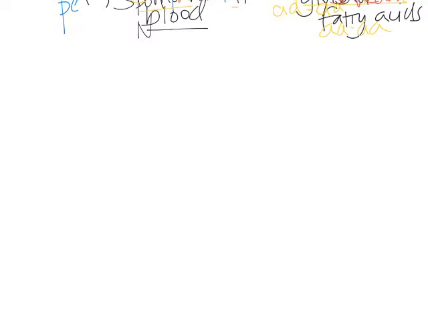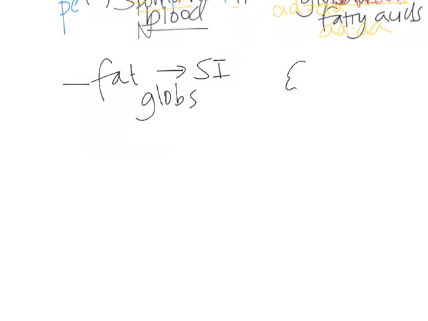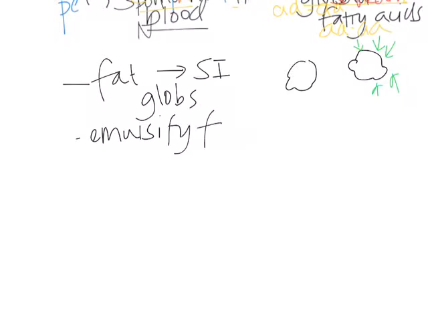Now, what's going to happen is when the fat enters the small intestines, it's in big globs, like this. It's really hard for enzymes to work on this to break it down. So what has to happen is that we have to emulsify the fat.